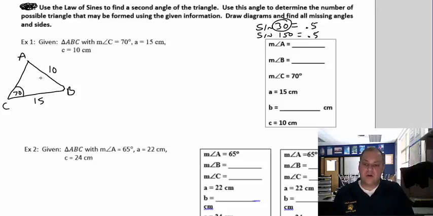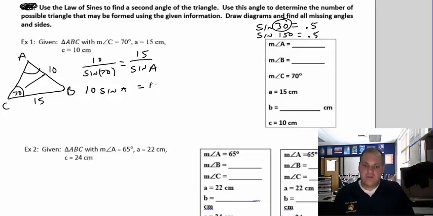Now, I need side C and angle C, see how they're paired up there, to do the law of sines. We know how to use the law of sines. So it's going to be 10 over the sine of 70 equals, and then we could find angle A because we have side A. So it's 15 over the sine of A. So I have 10 sine of A equals 15 times the sine of 70, and then divide by 10.